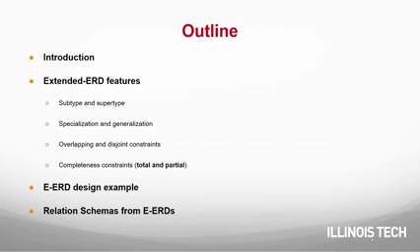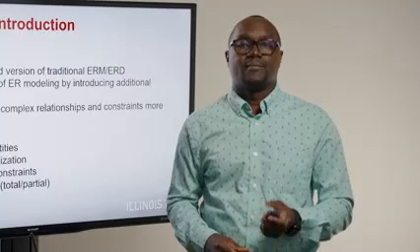This is how the lesson is laid out. We have an introduction, and we have extended ERD features, which include the subtypes, the supertypes, specialization, generalization, overlapping, disjoint constraint, and completeness constraint, which involve total and partial. We also have an example, an extended ERD. And lastly, we look at the relation schemas in extended ERDs.